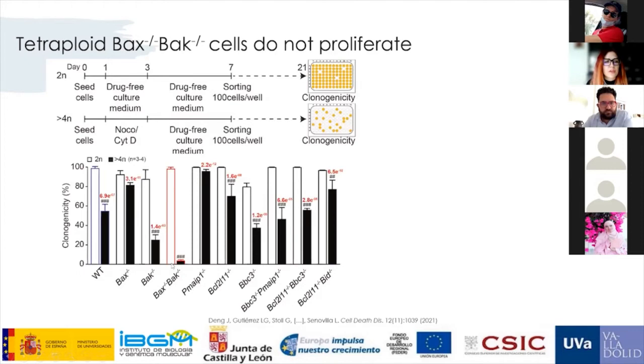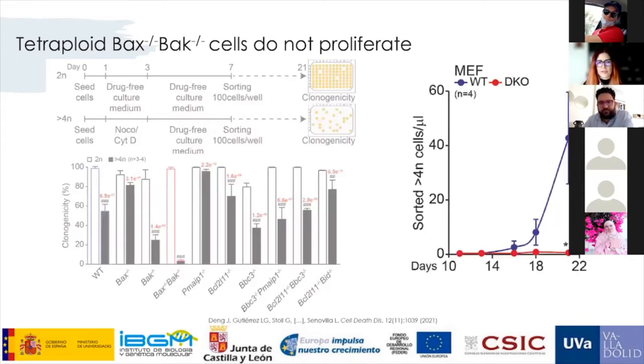However, what we observe with Bak KO is that this capacity of clonogenicity for tetraploid cells decreases. But the most important result is obtained with the double KO for Bax and Bak, meaning that these cells are not able to proliferate. To confirm this, we carried out another type of experiment. Instead of seeing the cells in 96-well plates, we recovered these cells into bigger well plates. I think it was 6-well plates.